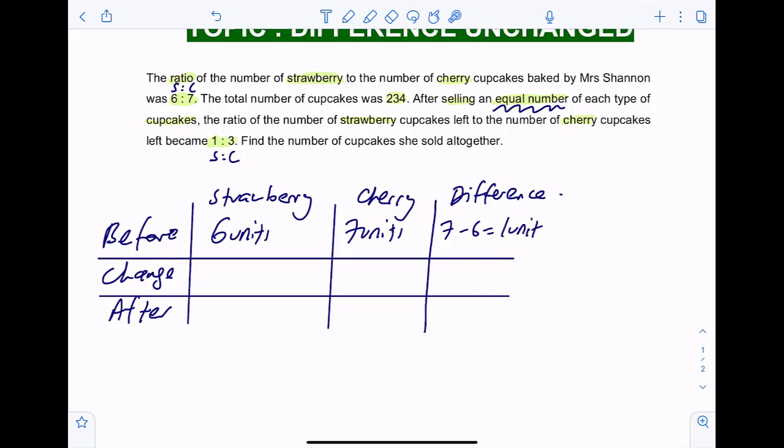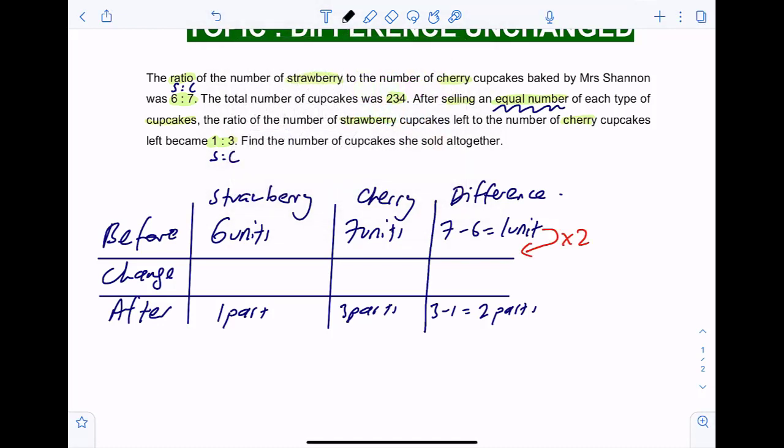Now later on, after selling an equal number, so sold some strawberry, sold some cherry, it became 1 part is to 3 parts. And the difference is now 3 minus 1. That will be 2 parts. Now, notice this. The difference is 1 here, over here is 2. We cannot allow that to happen because difference must be the same. So 1 and 2, how do I make it into the lowest common multiple? Very simple. We just take this whole row and we times by 2.